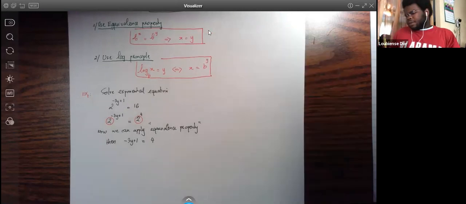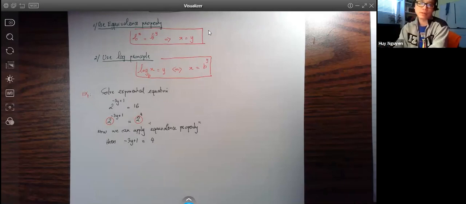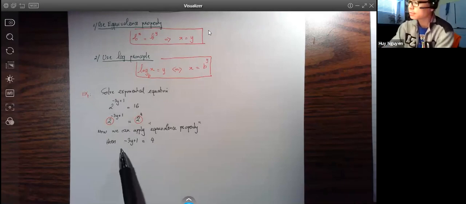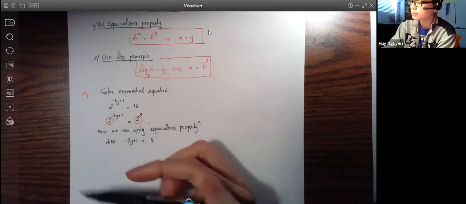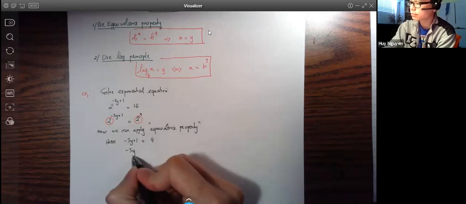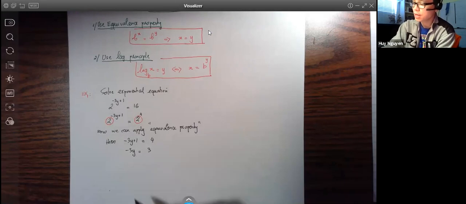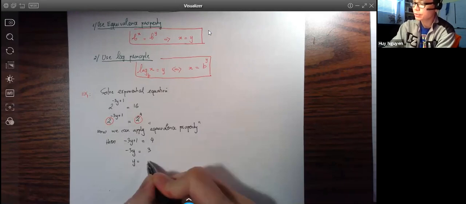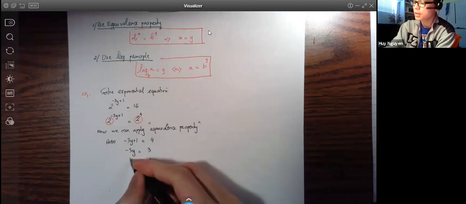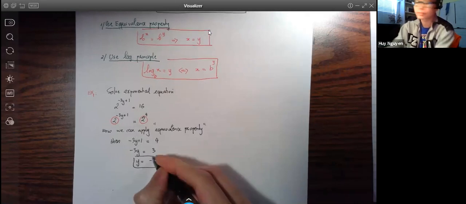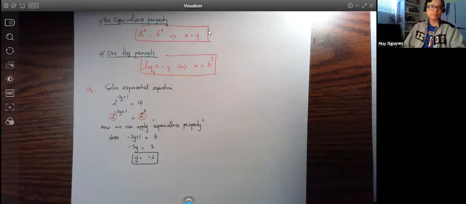Okay. So now we have a very simple equation. Does everybody know how to solve this? Subtract both sides by 1. Divide both sides by -3. So your answer is y equals -1. Subtract both sides by 1, divide both sides by -3, then your answer is -1.